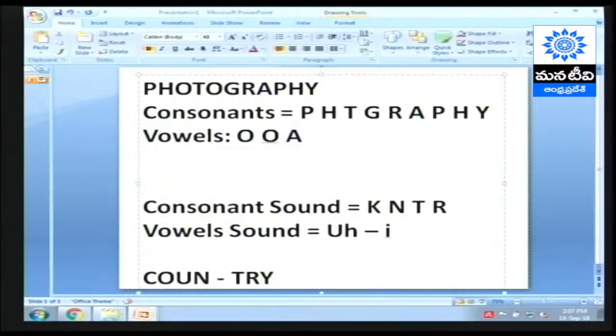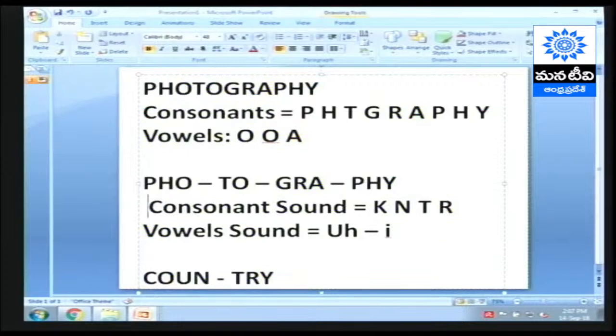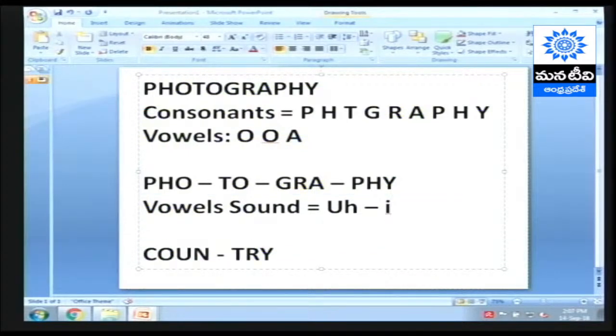Now, if I have to break it into syllables, I pronounce this as photography. How many syllables do I have? I have 4 syllables, but I have only 3 vowels. So, the number of vowels doesn't signify the number of syllables. The number of vowel sounds signifies the number of syllables. So, let's see how many vowel sounds we have. I need to break it into all the sounds.